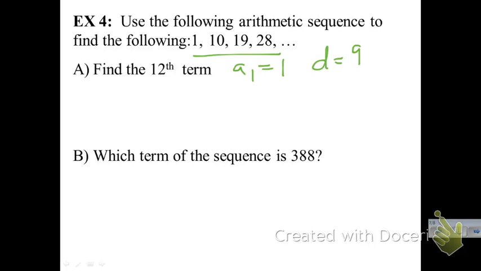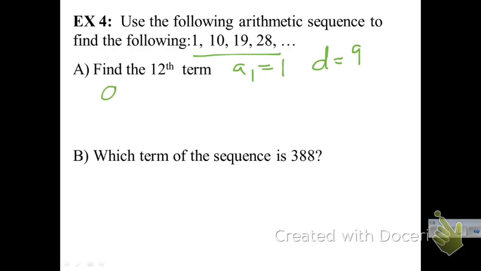It then asks you to find the 12th term. Now, you could list out, right here we have the first 4 terms in our sequence. You could list out 12 terms and find them by adding 9 each time. It might take you a little while. So instead of doing that, we're going to use our formula.